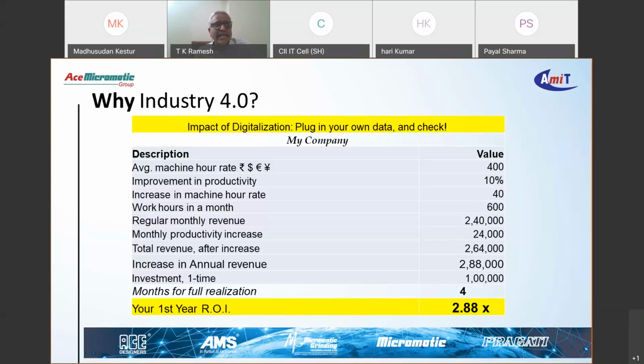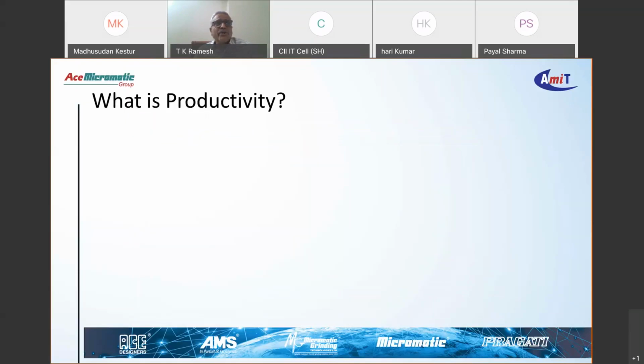So if you're really looking at return on investment, what you mean is you get back in 4 months the 1 lakh, which is again 24,000 rupees into 4, which is going to be the investment that you're going to be making per machine on digitization. So you are looking at close to 3 times the return on your investment.